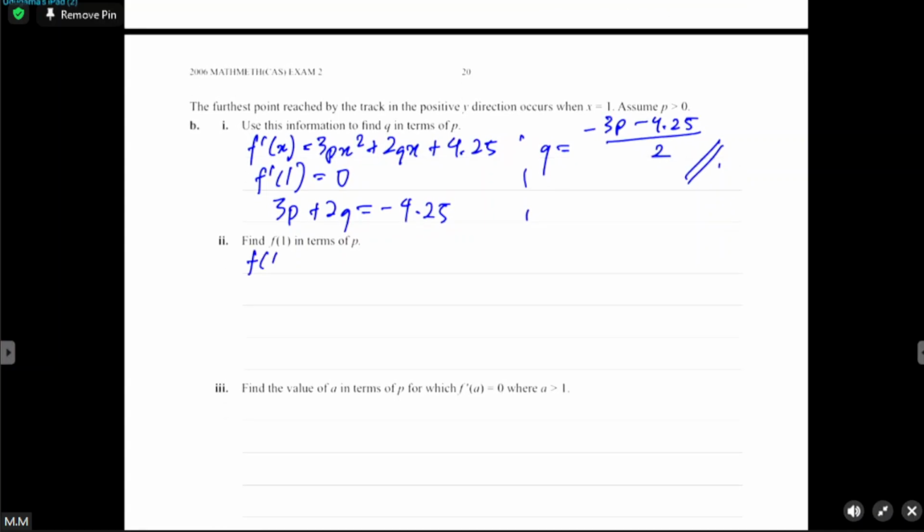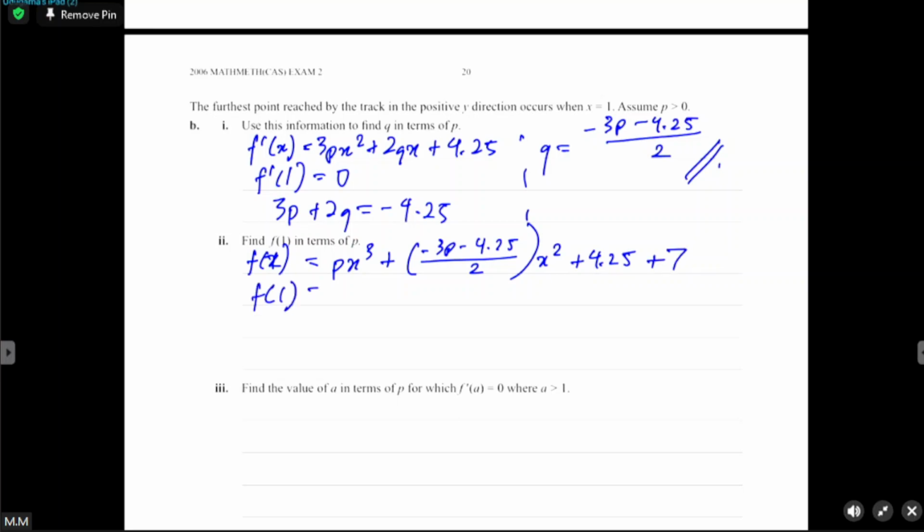f(1), now that you're given q in terms of p, so f(x) is actually now px cubed plus (minus 3p minus 4.25) on 2 x squared plus 4.25x plus 7. So then f(1) is equal to p plus (minus 3p minus 4.25) on 2 plus 4.25 plus 7. So when you put that in the CAS, you get 9.125 minus p on 2.